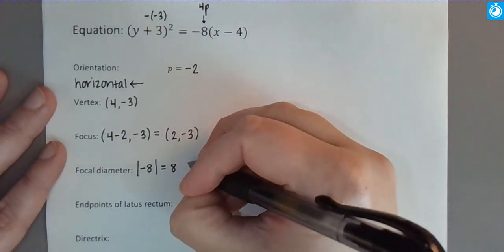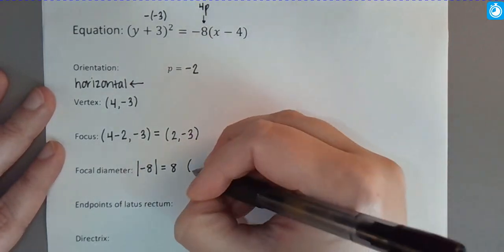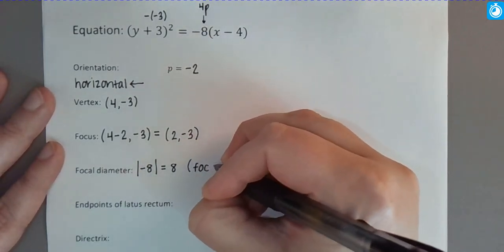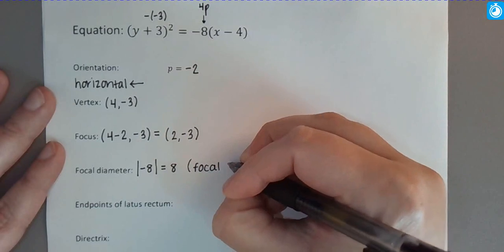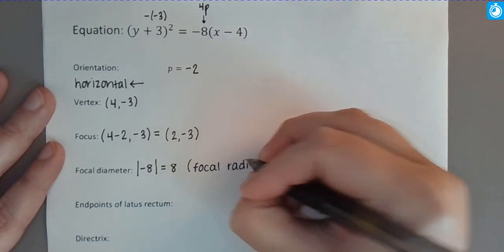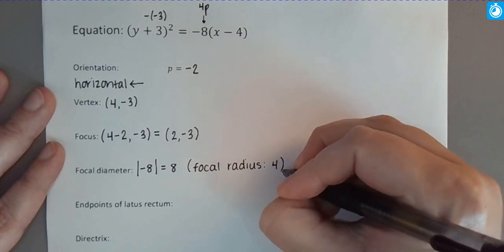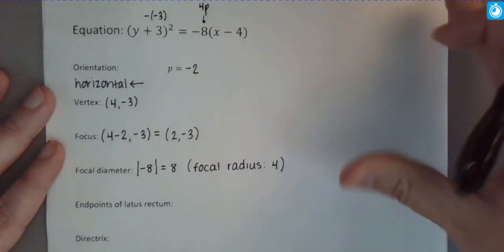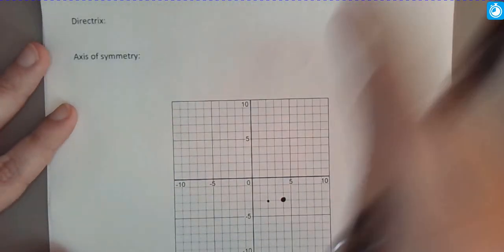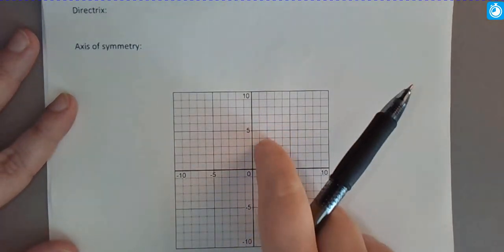Now, I like to think of this in terms of a focal radius, if there is such a thing. So focal diameter is the whole width, focal radius would be half of the width. Focal radius would be half of 8, which is 4. Think of 4 as being the whole width that's been divided in half.